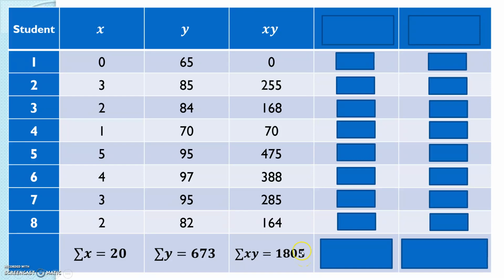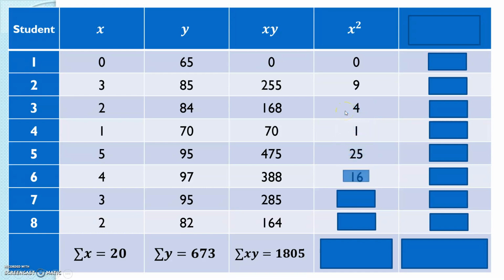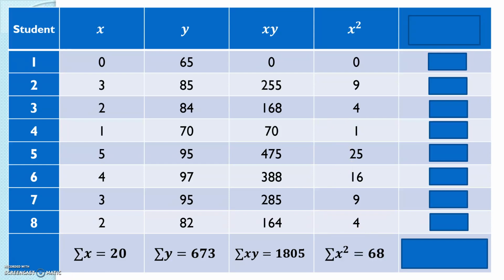1,805. Also, we have the next column, x squared. We square the values under column x. So 0 squared is equal to 0. 3 squared is equal to 9. 2 squared is equal to 4, and so on and so forth. Now we get the summation as well. Add all the values. We have 68.